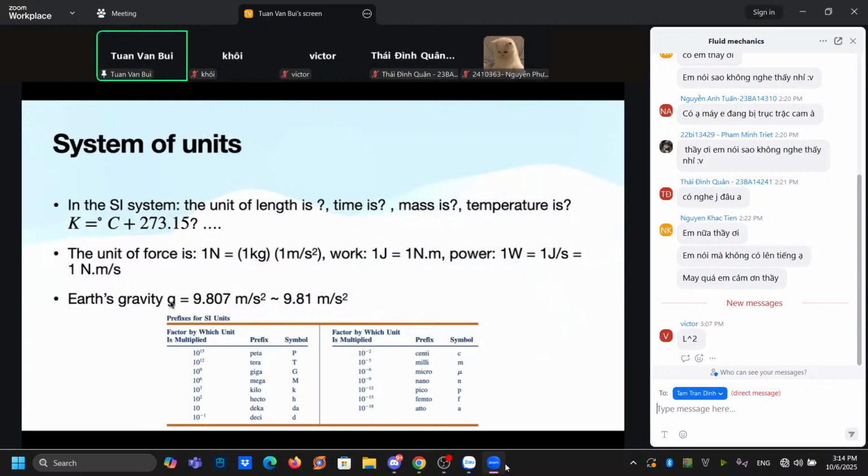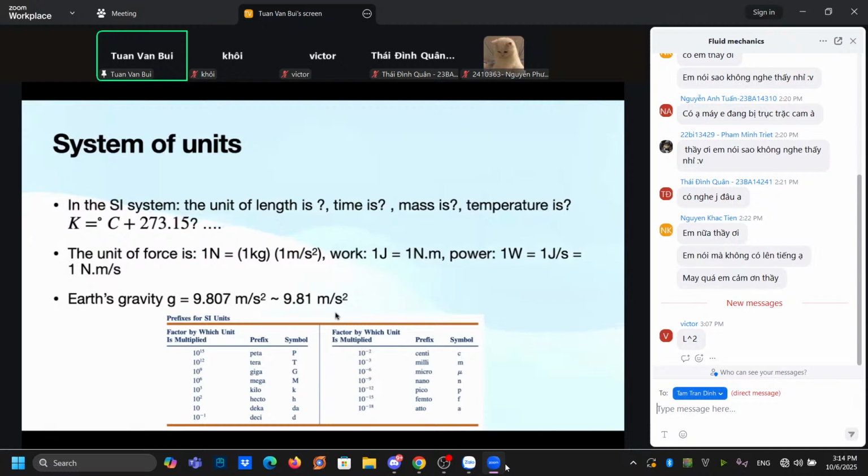Another example is letter g that we also saw in the previous exercise. That is the gravitational acceleration of the Earth. The value we can approximate is about 9.81 meter per second squared.